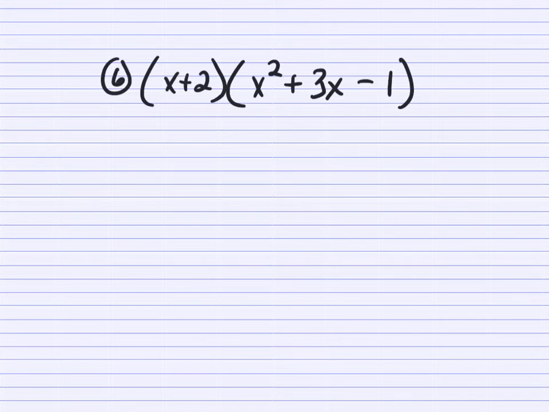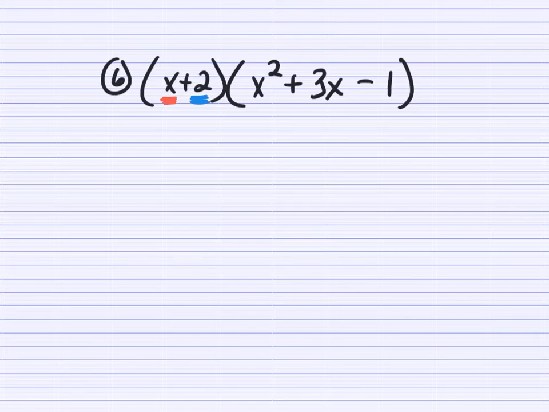All right, in the last example here, we have a binomial x plus 2 times a trinomial. And whenever it's a binomial times a trinomial, that means you're going to do the distributive property twice. I'm going to distribute that x to all three terms in the trinomial, and I'm going to distribute this 2 to all three terms in the trinomial.